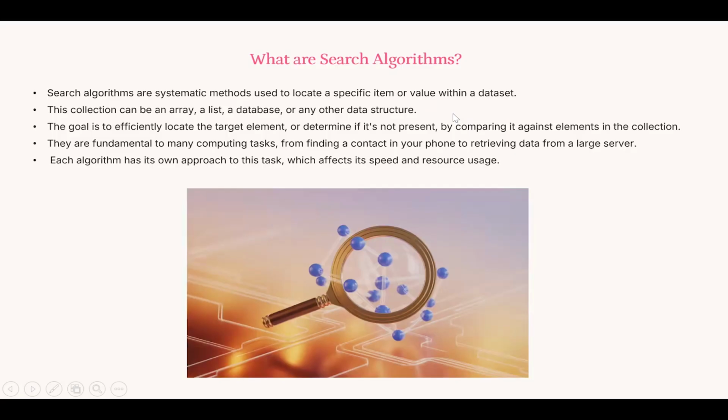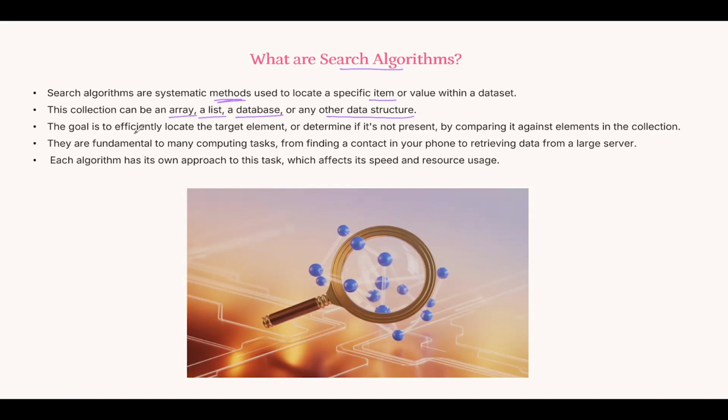Before that, what are search algorithms? Why do we require search algorithms in computer science? Search algorithms are systematic methods used to locate a specific item or value within a data set. This collection can be an array, a list, a database, or any other data structure. Data structure is nothing but the way data is arranged. Whenever we are storing the data, we have to find it and use it in some way or the other. Whenever we are looking for the data, that is where all these search algorithms come in handy.